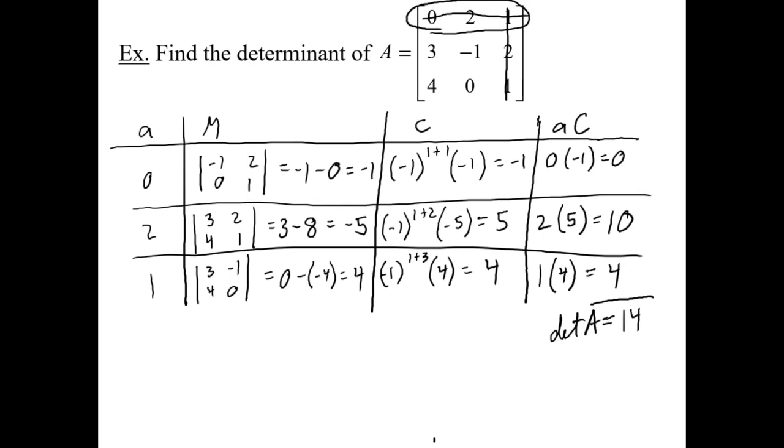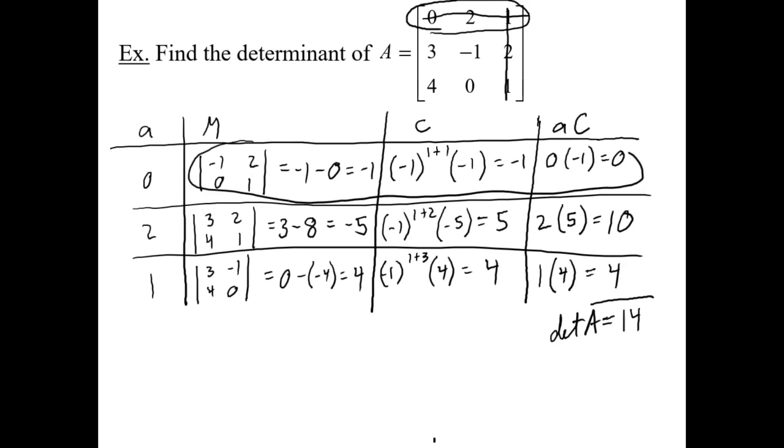Okay, so this is one way to organize your work. And if you like it, great, go for it. But basically it's do all the minors and cofactors, multiply the entries and the cofactor separately, and then add the results. We're going to do another example with a different method where it kind of all is done at the same time. But I want to point out something interesting here.